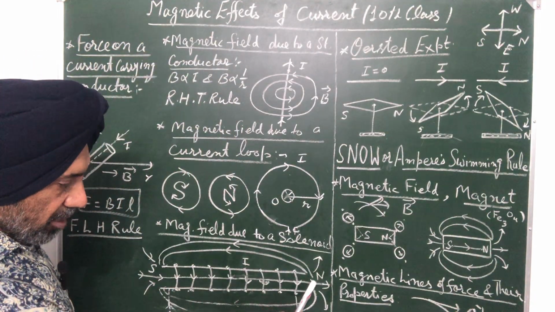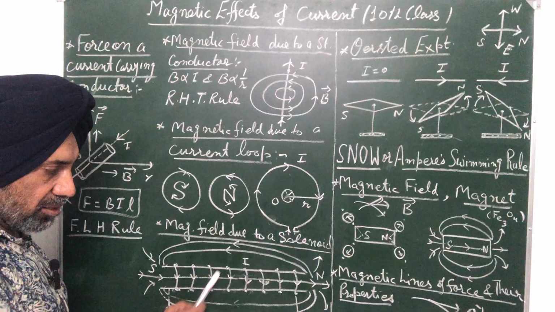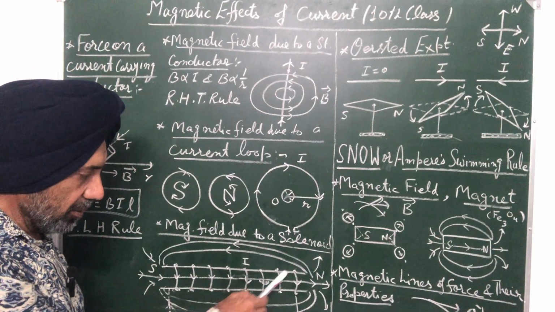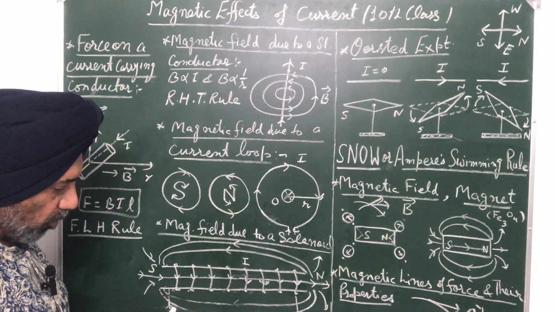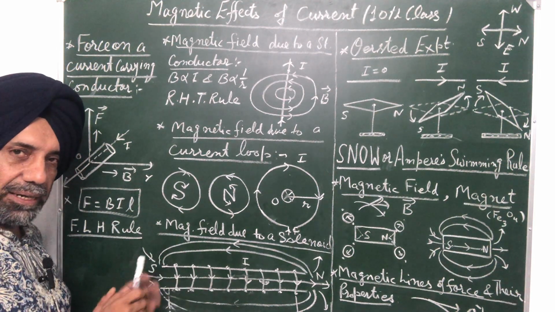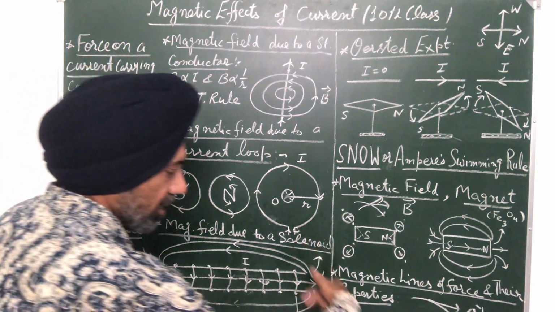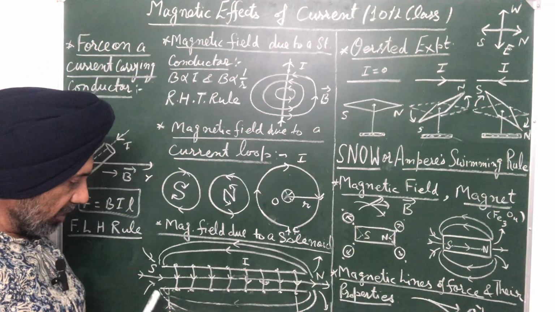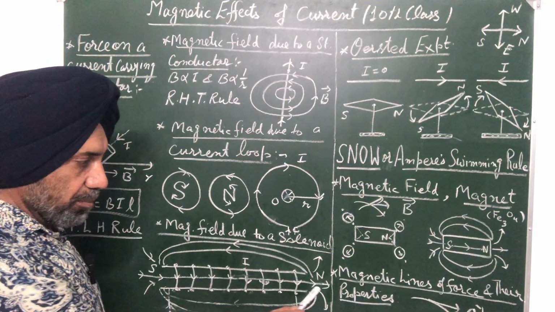So this is the solenoid having a large number of turns which are well insulated from each other. Current enters at this point, so current is like this. At this left end, current is clockwise, and at this end, current is anti-clockwise. So it means this end becomes south pole, this becomes north pole.